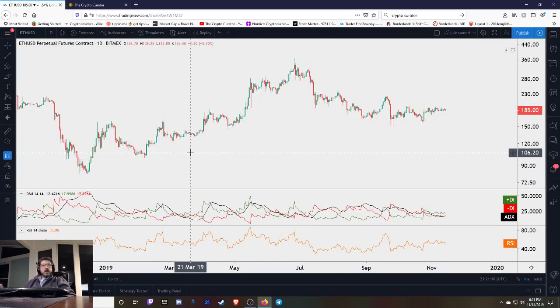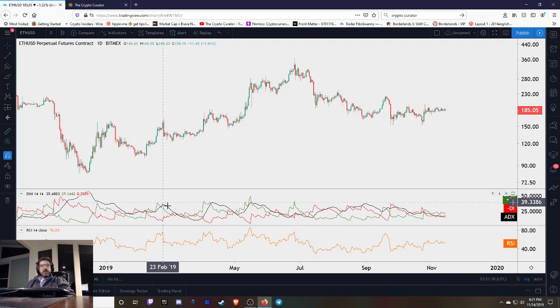Looking at Ethereum, I just pulled up the daily Ethereum USD chart out on BitMEX. The only things I'm going to look at in this video: I'm just going to look at the RSI down here, which is the orange line, and I have that based on a 14 period, or 14 day. I don't really like changing that too much. I like the 14 on the RSI.